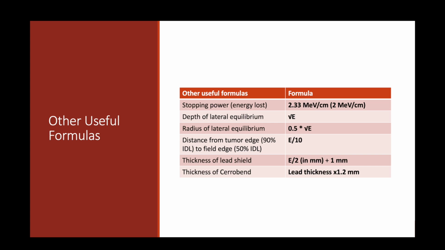And then there's another material called cerobend, which is, I believe, made up of a few different materials, and it's also used as a shield. The density of cerobend is different, and lead is more dense. So we multiply the lead thickness, whatever we calculated, by 1.2 to get the answer for cerobend. Say we're using a 5.5 millimeter lead shield. If we wanted to use cerobend instead, we would use a 6.6 millimeter cerobend shield. So these are some other useful formulas that do come up. This is just here for reference, because all of these are formulas that you need to know for board exams.